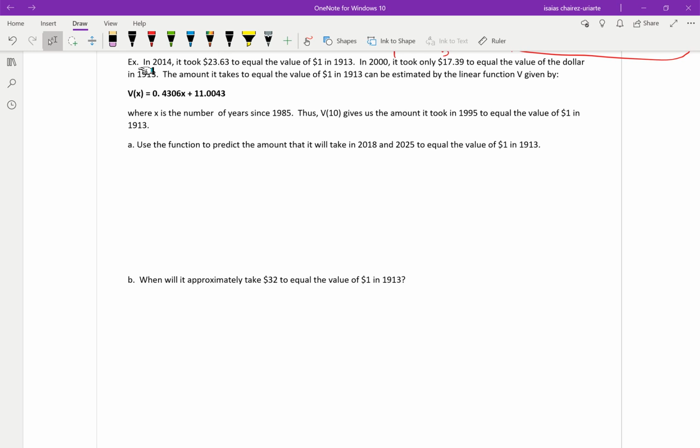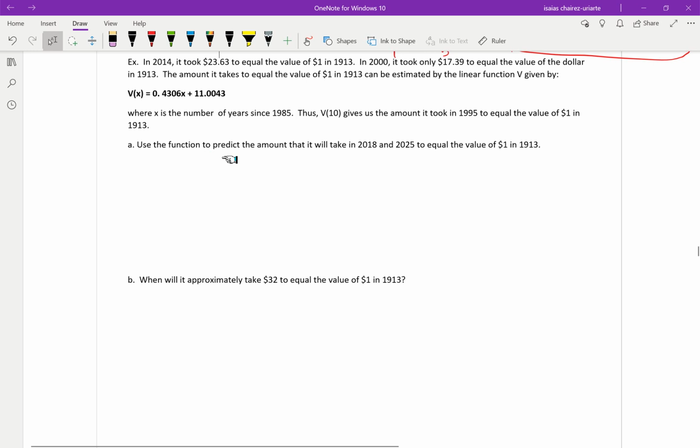Let's see. So they tell us the amount it takes to equal the value of $1 in 1913 can be estimated by the linear function v given by, so they give us a little function. Let's understand this function. X, so the x is the input, is the number of years since 1985. So v of 10 gives us the amount it took in 1995 to equal the value of $1 in 1913. Yeah? So let's see if we can answer these last little parts here.